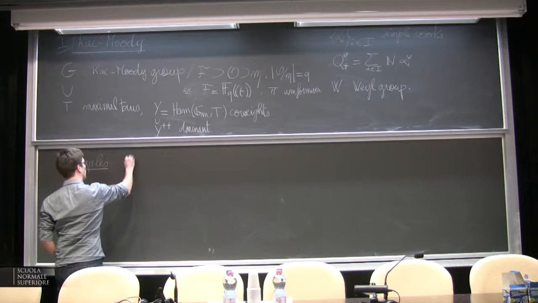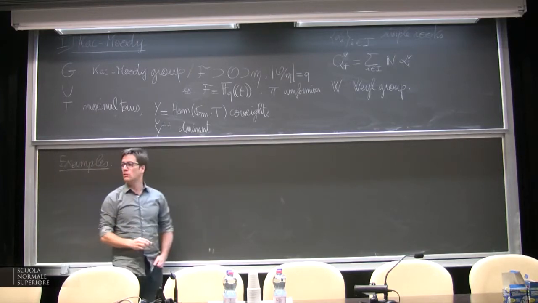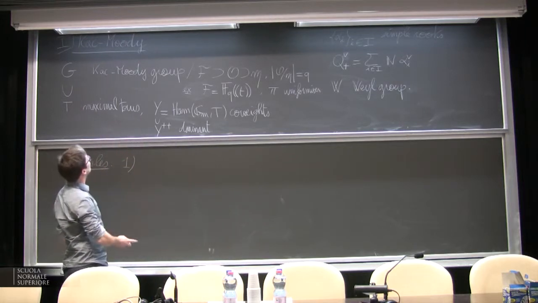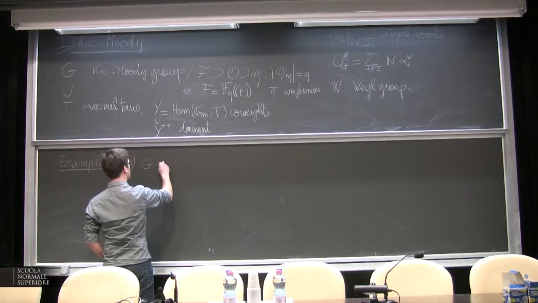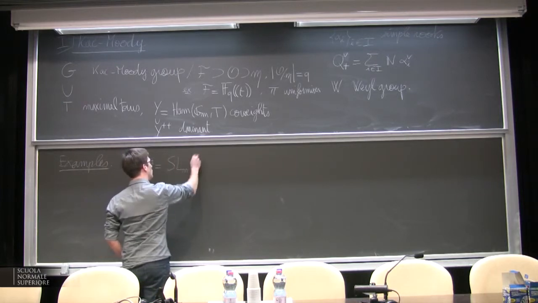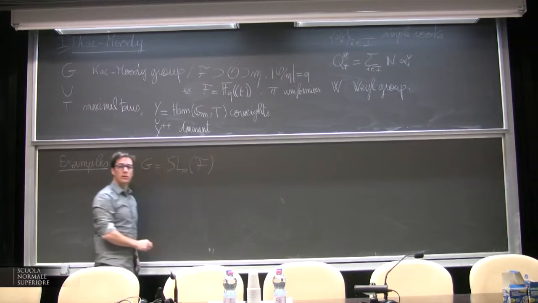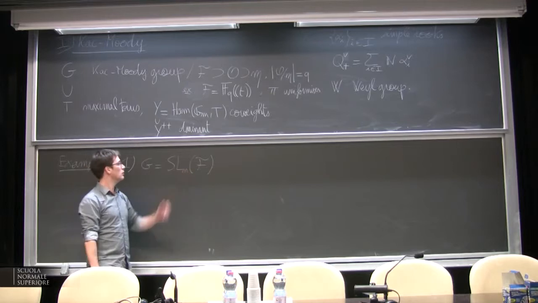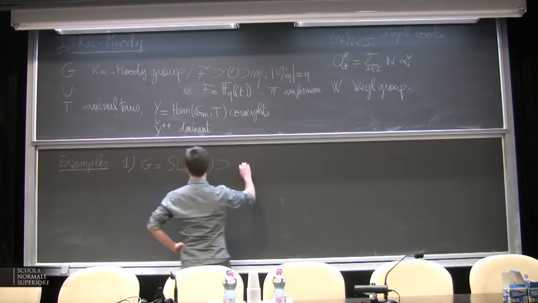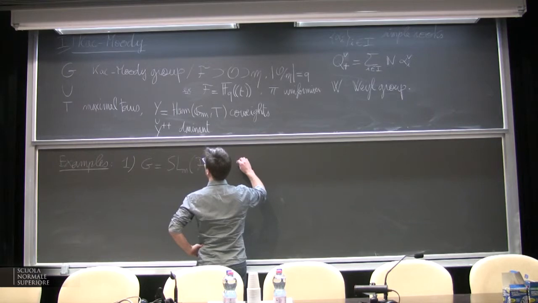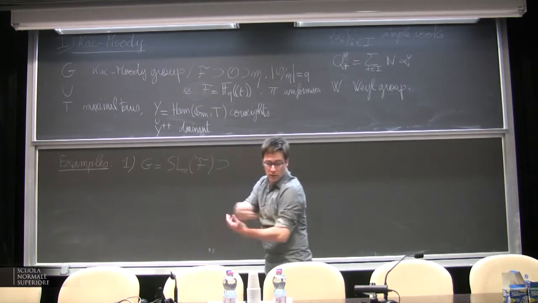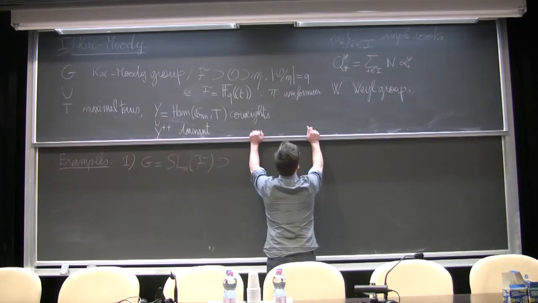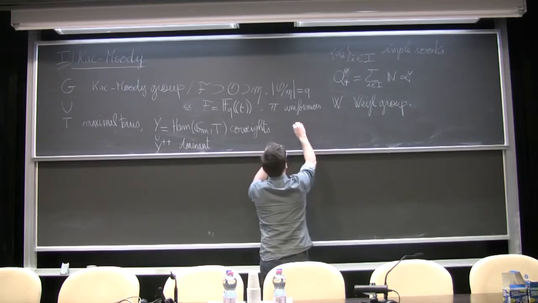The first one is classical. The class of Kac-Moody groups encompasses the class of reductive groups, so maybe I can think of a reductive group, and one group that is easy is SL_N(F), the matrices with coefficients in F. In this, the group K. No, I forgot to say something.